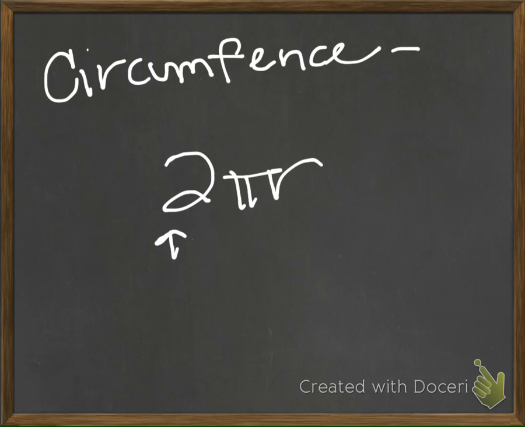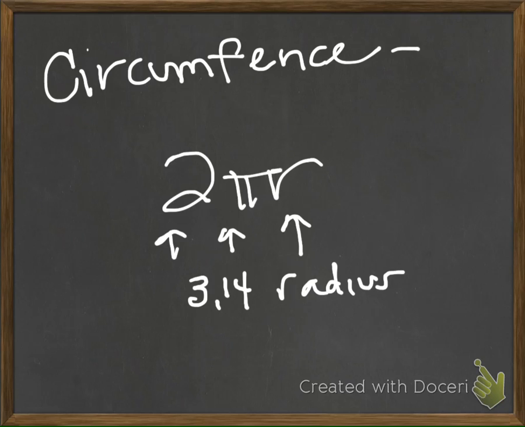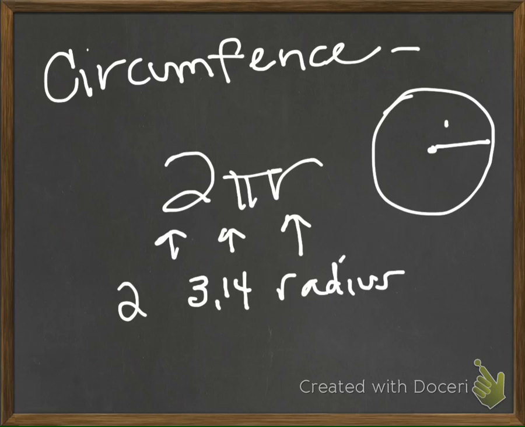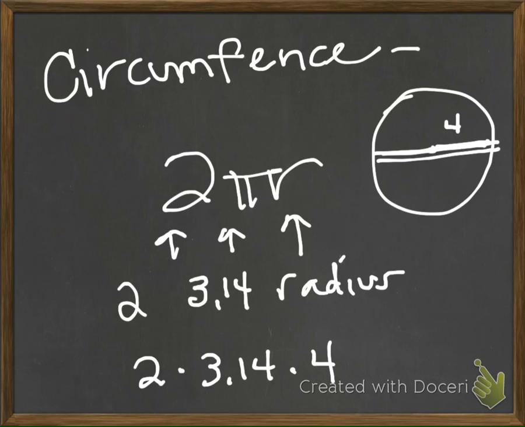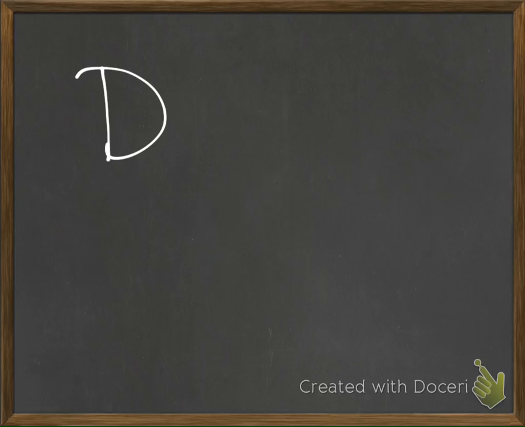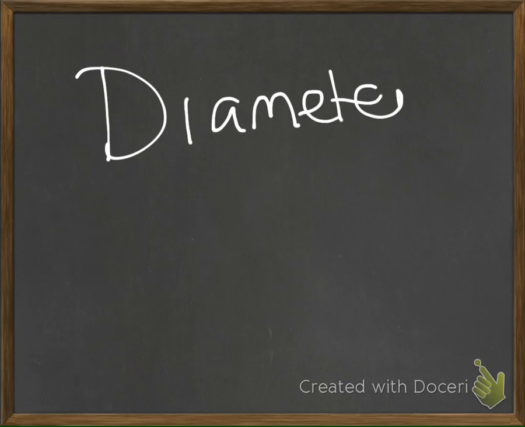So 2 is just the number 2. Pi is 3.14, which we learned in class, and r is the radius. All right, so if you have a circle that has a radius of 4, you would do 2 times 3.14 times 4. Now remember, if it gives you the line all the way across, that's not the radius. That is the diameter. Very good.